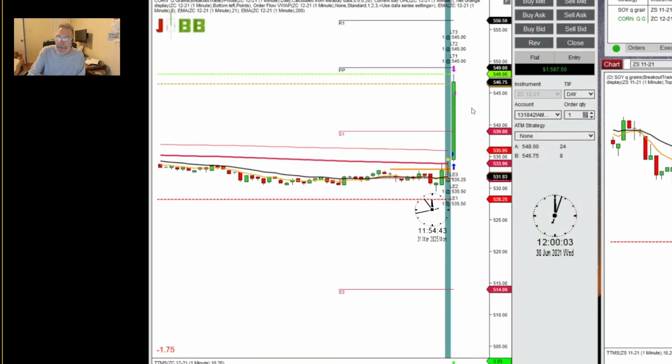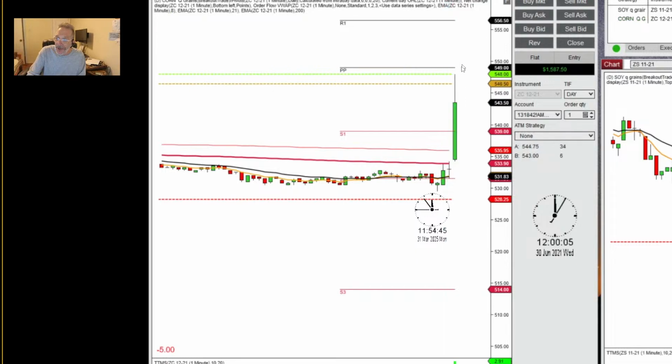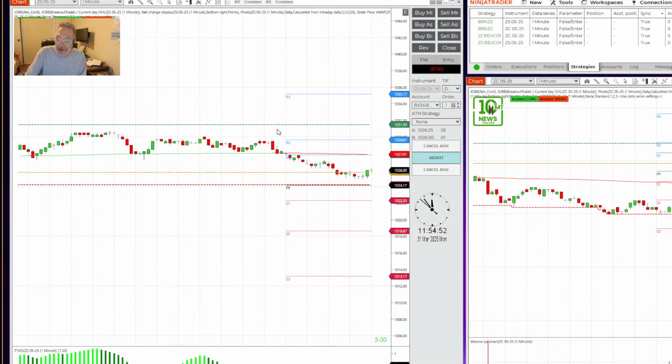It was a monster move on corn, and we made like $1,500 on the trade. And I believe the quarter before we made a couple of thousand on the trade.